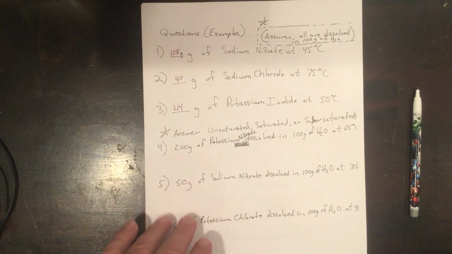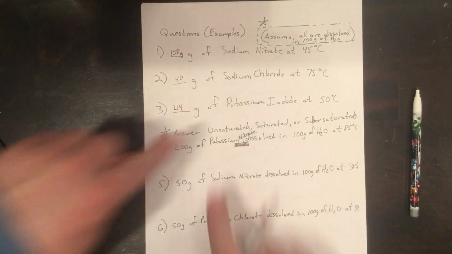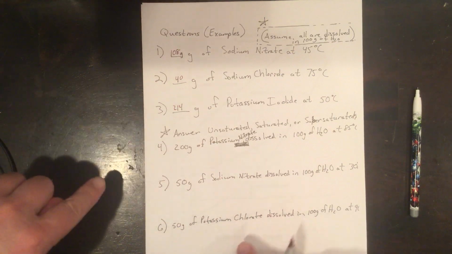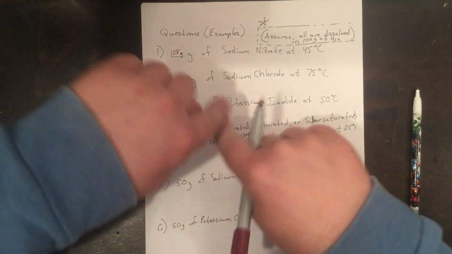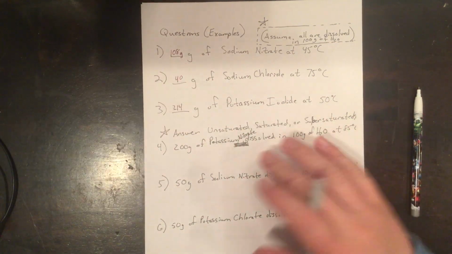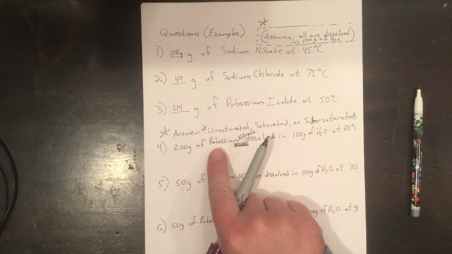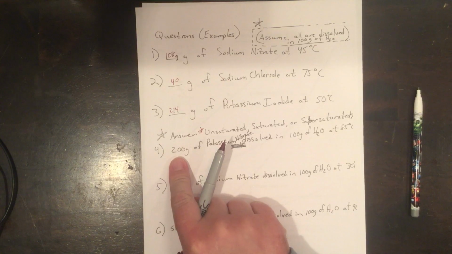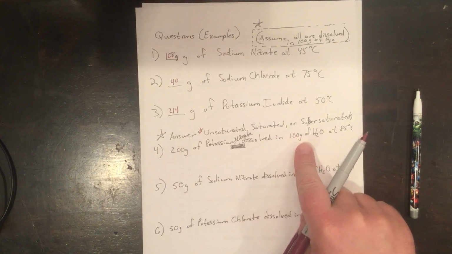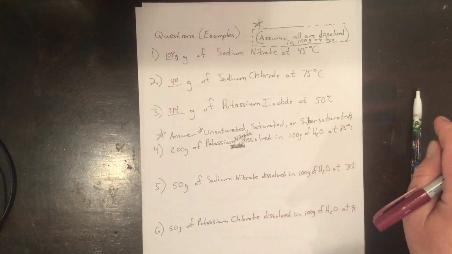Basically going like this, like when you do graphs and you start down here, you start over here, and you see where they meet up. It's basically what you're doing. All right, now here's the deal for this one. It's kind of a different question. I'm telling you how much is being dissolved, and I'm telling you the temperature.